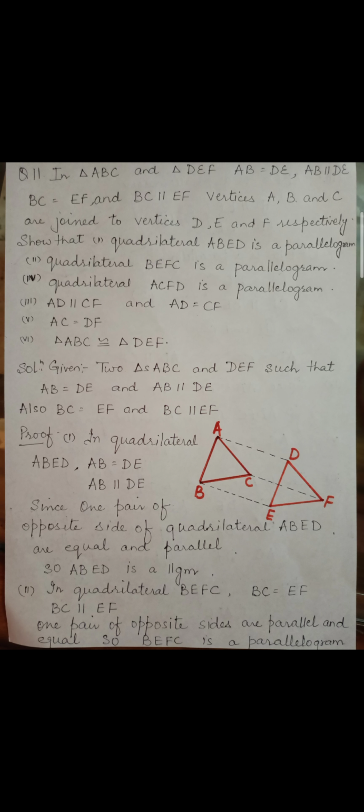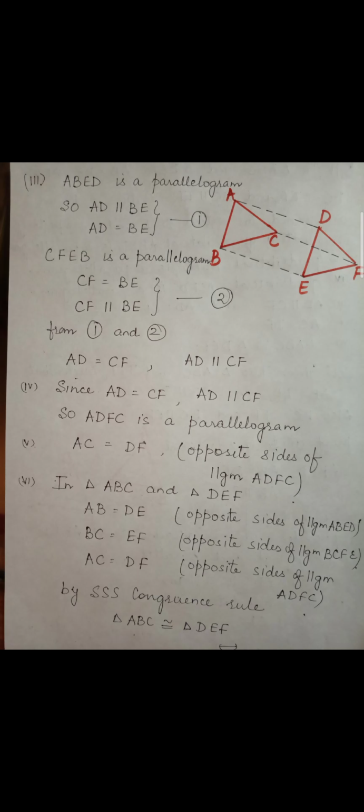Second, BC parallel to EF. BC is equal to EF. So in quadrilateral BEFC, again one pair of opposite sides BC and EF are parallel and equal. So BEFC is a parallelogram. So now third part we are doing. ABED is a parallelogram. If ABED is a parallelogram, then AD parallel to BE, AD is equal to BE.